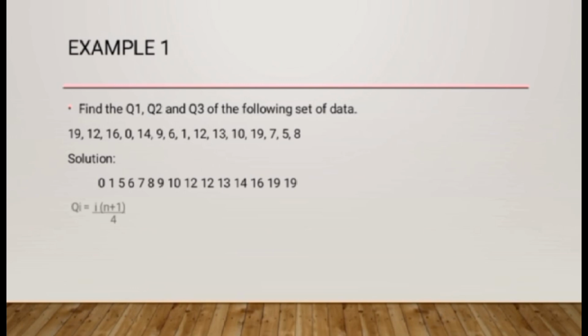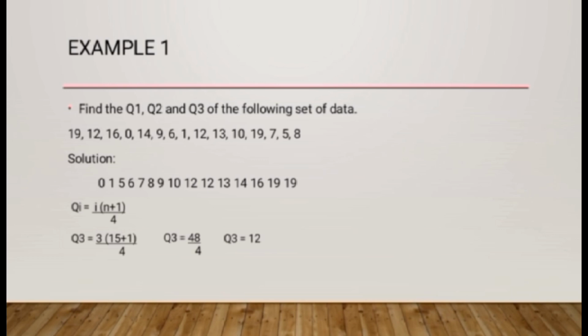So again, this is the formula. Now, our i is mapapalitan yan ng 3 because we are finding the quartile number 3. So magiging Q sub 3 equals 3 times 15 plus 1 over 4, so Q sub 3 equals 48 over 4. 48 divided by 4 will be 12. So meaning our quartile 3 is the 12th data.